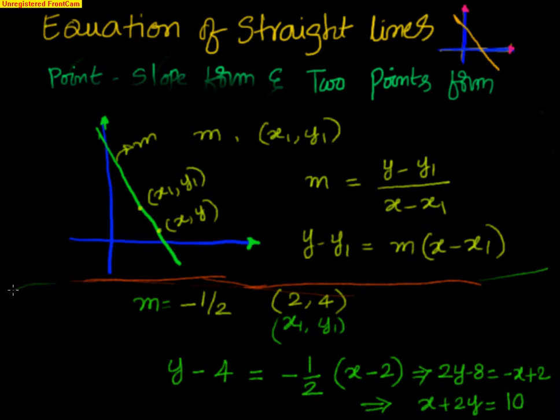To apply that concept, we have seen a simple example where m is given as minus half and the point is 2, 4. So this is nothing but find the equation of straight line whose slope is minus 1 by 2 and the line is passing through the point 2, 4. Since we have been given a point and slope, this equation form is known as point slope form. That's fine? I think so. So let's move ahead to the next one. That will be 2-point form.